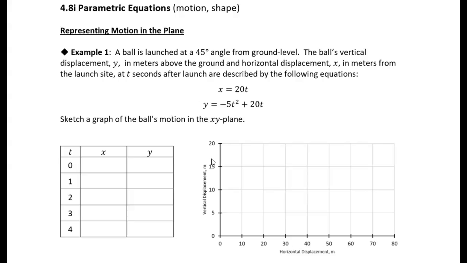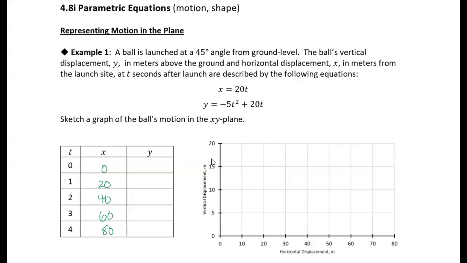All right, so let's just graph this out. What do we got here? I could just put in these t values for x, right? x is just 20t. So we've got this constant velocity in the x direction. After 1 second, we've gone 20 meters, and then after 2 seconds we've gone 40, and then 60, and then 80. I'm just putting these values of t into the equation for x and getting x values.